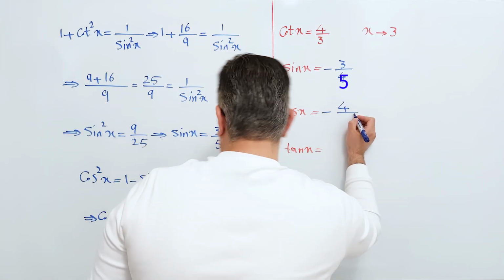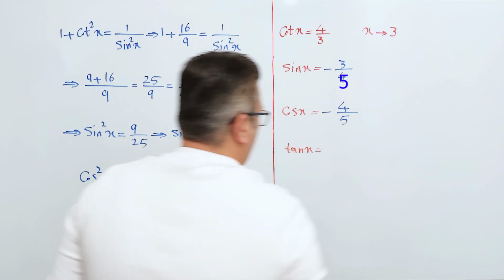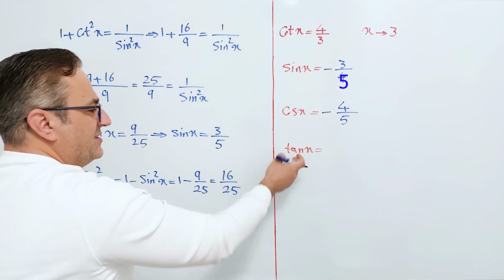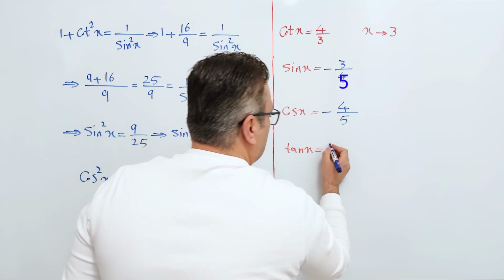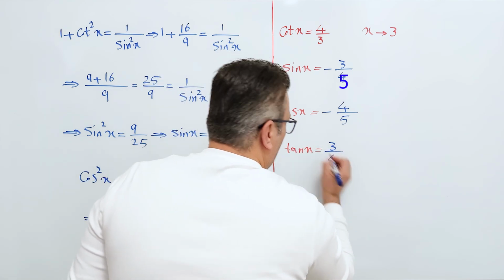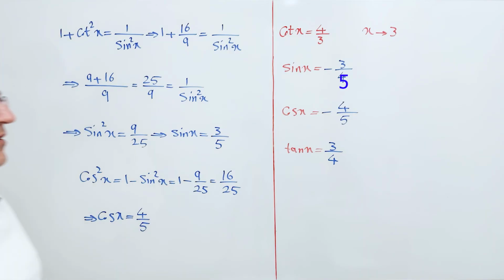So cosine x is negative 4 over 5, and we know that tangent is the reciprocal of cotangent, so tangent x is equal to 3 over 4. Okay?